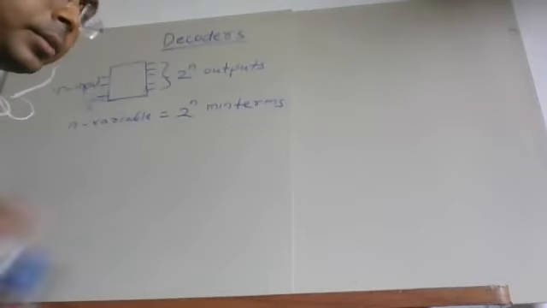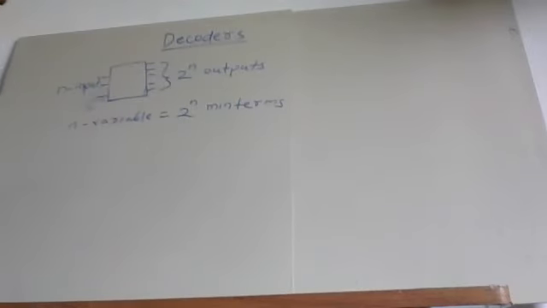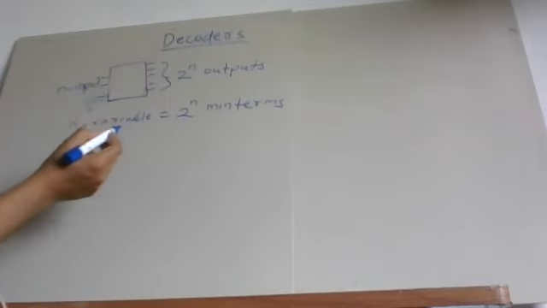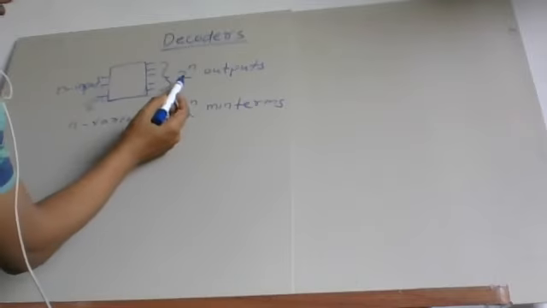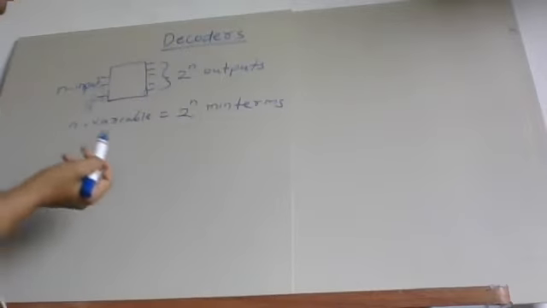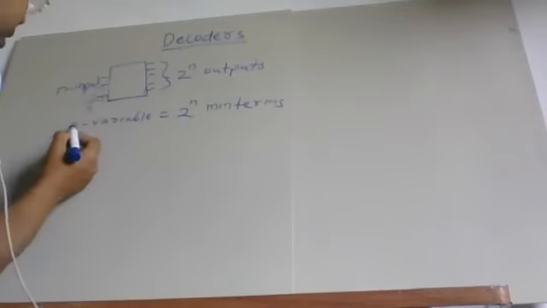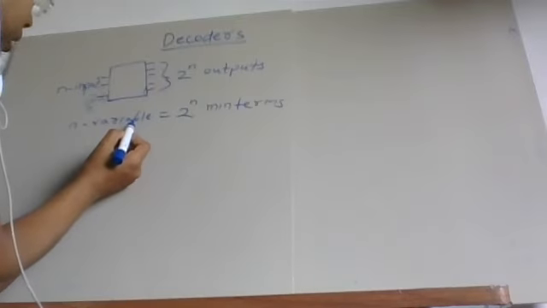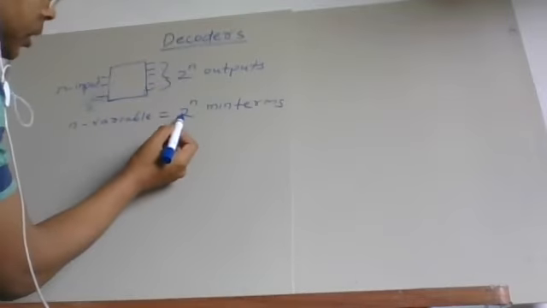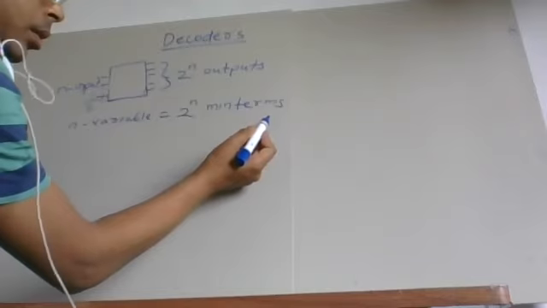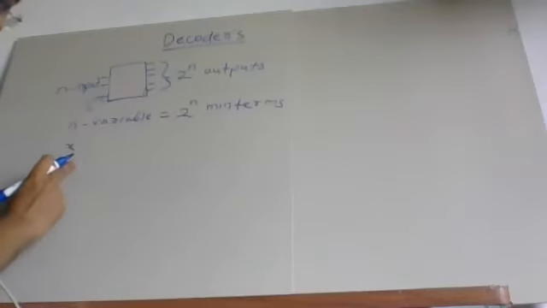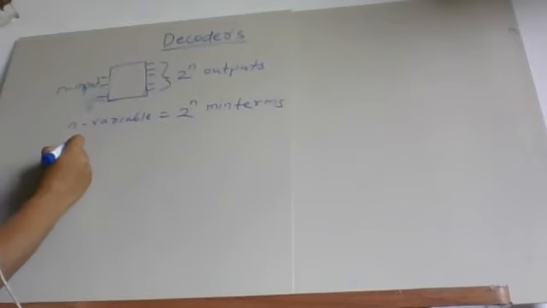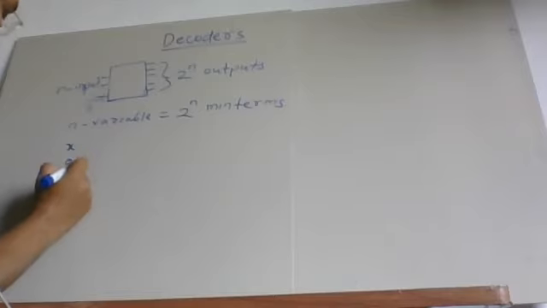Hello students, so I'm going to teach decoders. A decoder is nothing but a circuit which takes n inputs and generates 2 raised to n outputs. We know when there is an n variable Boolean function, it forms 2 raised to n minterms. As for example, if there is only one input, say variable x, it can have two values 0 and 1.